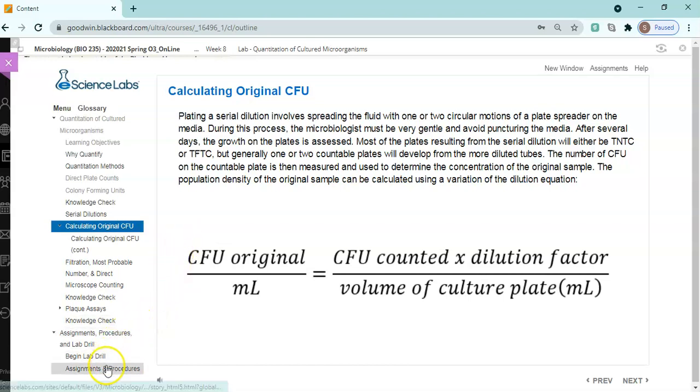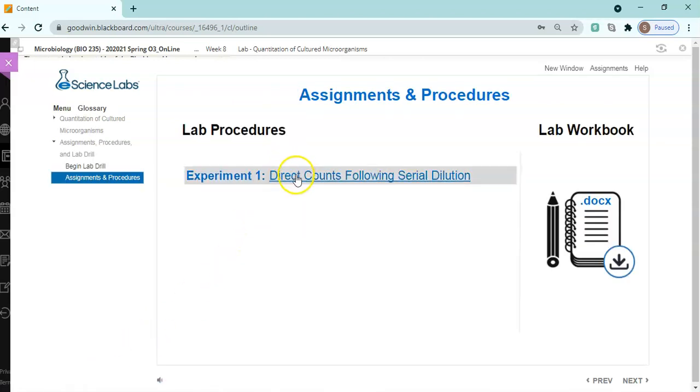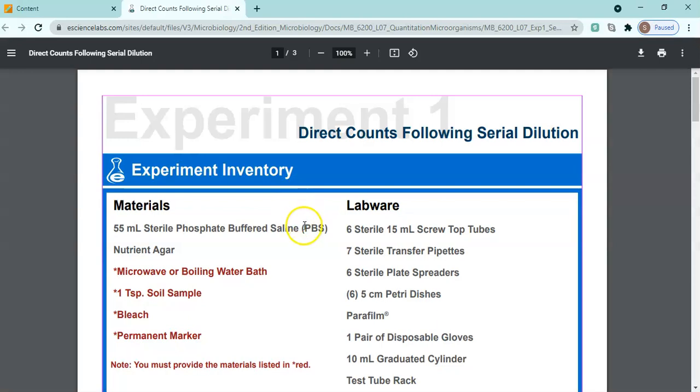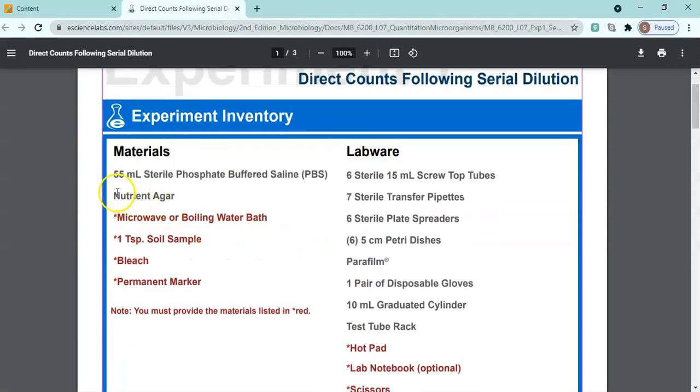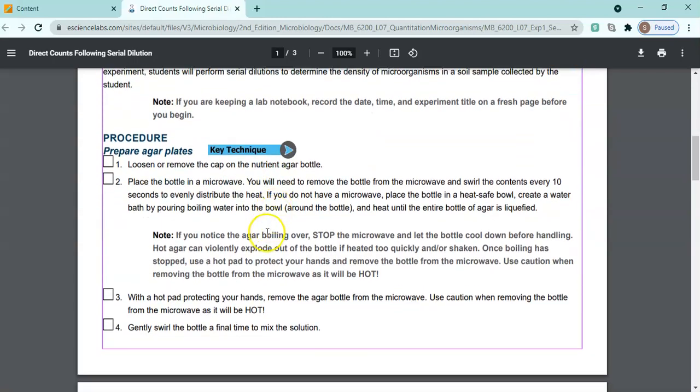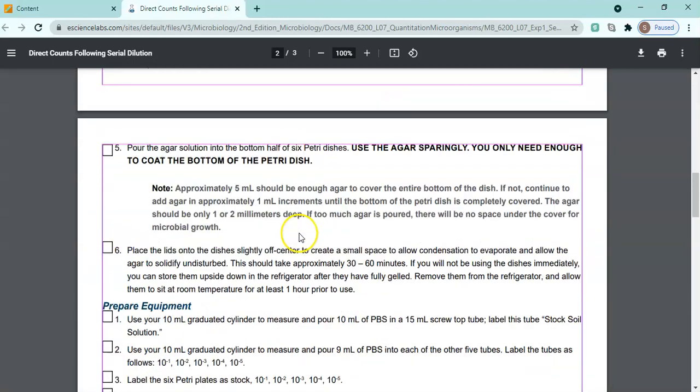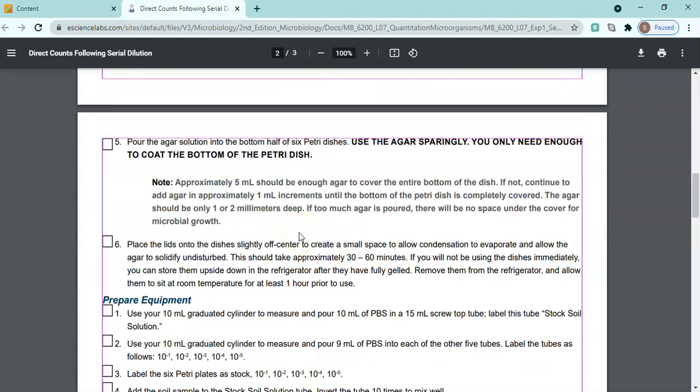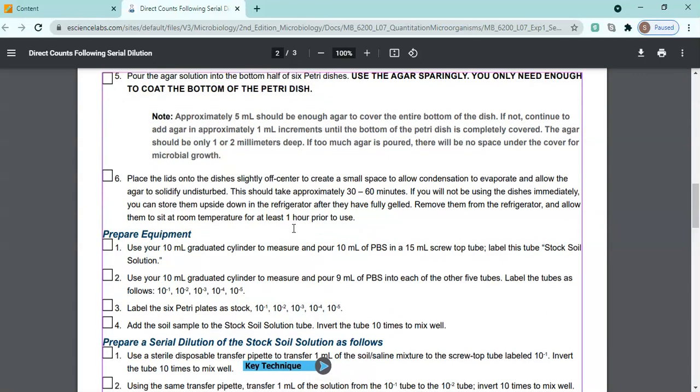I also want to make sure that after you look through your background information, you go back through your lab. Make sure that you're familiar with what types of media you used. So for instance, in this one we used the nutrient agar. We also utilized PBS, or phosphate buffered saline, in this lab as one of the key materials. So make sure that you run back through your procedure and understand any of the specific techniques that you utilized.